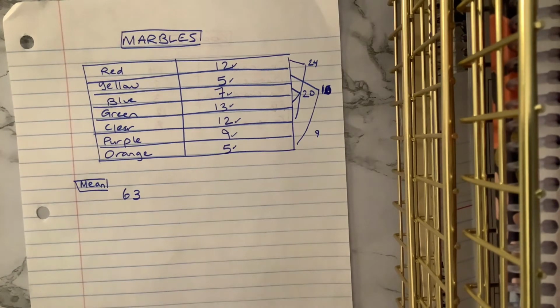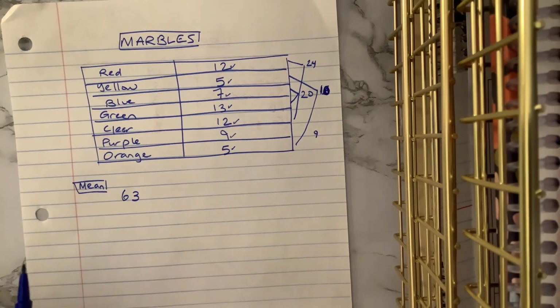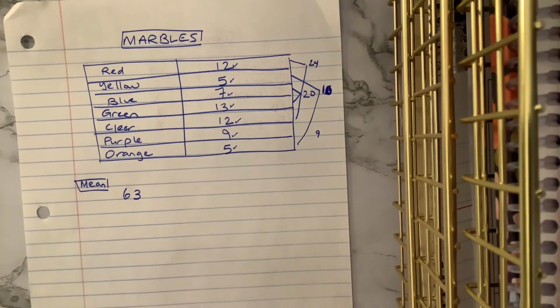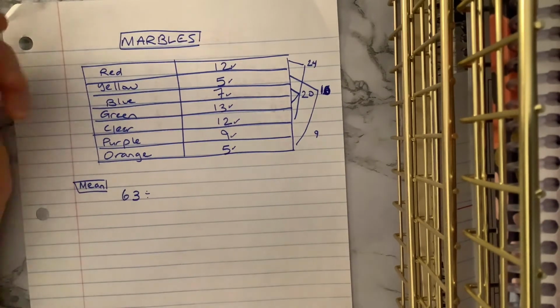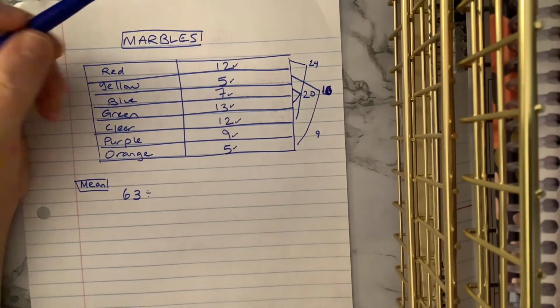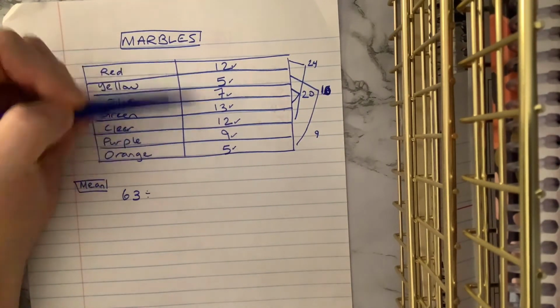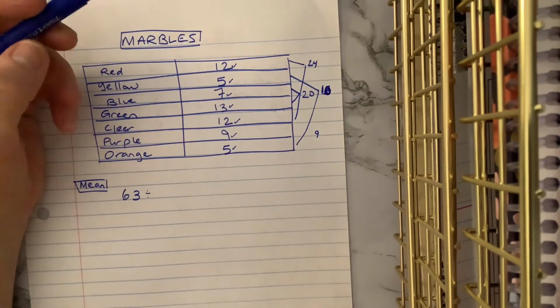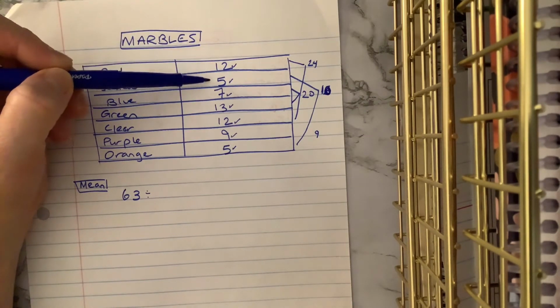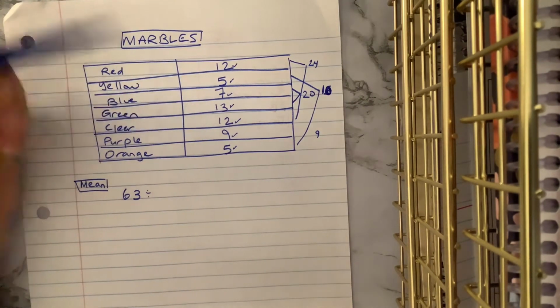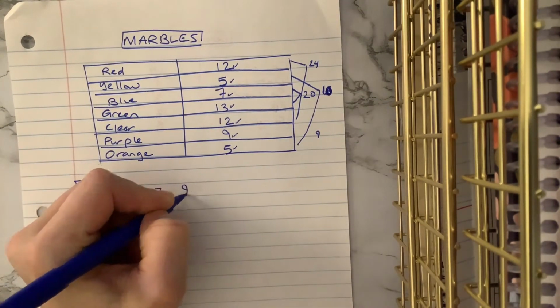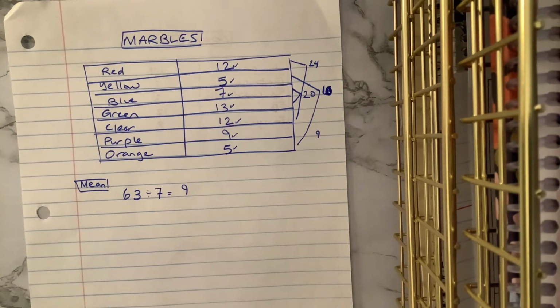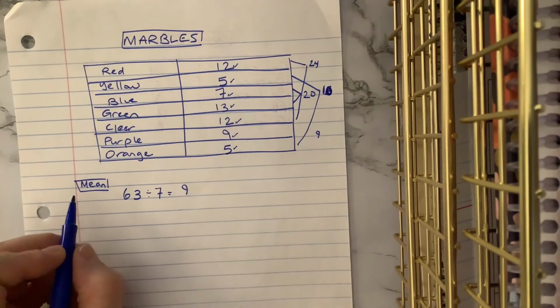Okay, so we have a sum of 63, which is the first part of finding the mean. The second part is to divide by the number of values. So we have to count how many values are there. In other words, how many digits or how many numbers are we looking at here? Not digits, how many numbers? So 1, 2, 3, 4, 5, 6, 7. So 63 divided by 7 tells us that our mean is 9.